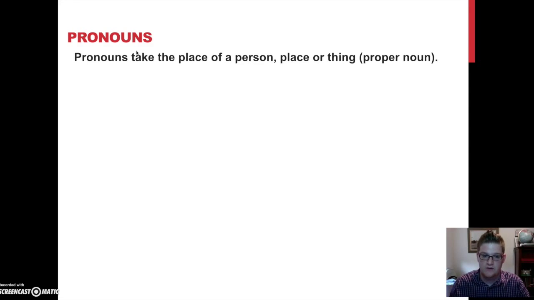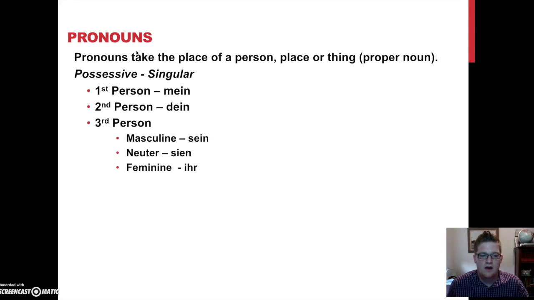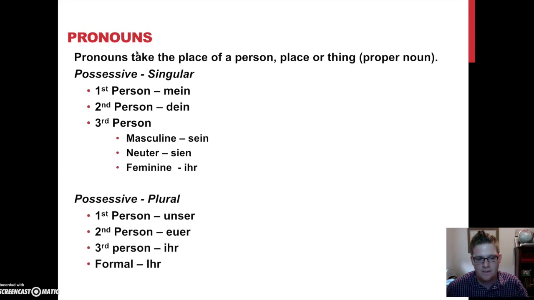Okay, now we're going to take a look at possessive pronouns. These are nouns that show that something is mine or yours or theirs. First person is mein. Second person is dein. Third person masculine is sein. Third person neuter is sein. And third person feminine is ihr. With plurals, first person is unser. Second person is euer. Third person is ihr. And third person, formal plural is also ihr. Okay.